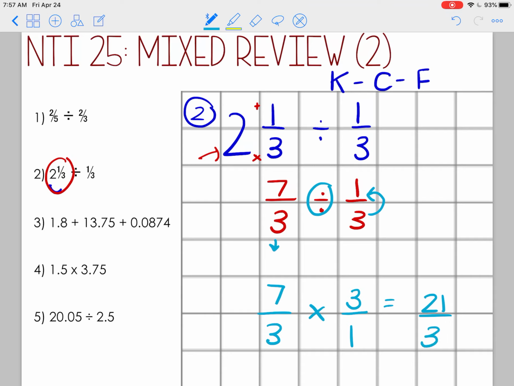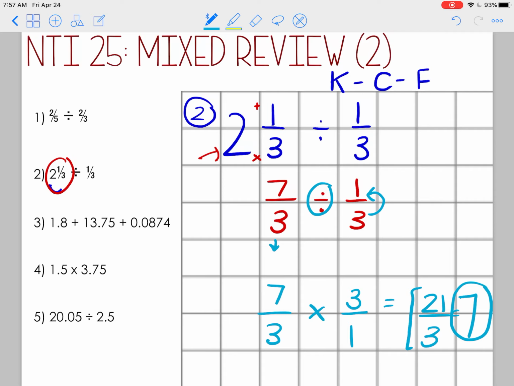Now, we are not going to leave our answer as 21/3 because that's an improper fraction. So we need to simplify. We need to see how many times does 3 go into 21. 3 goes into 21 7 whole times with none left over. So our final answer is 7.